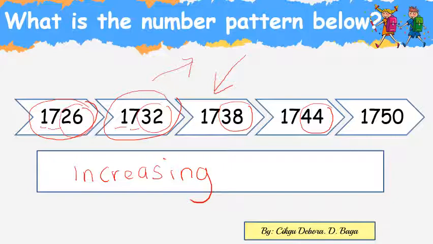So 26, 27, 28, 29, 30, 31, 32. That means from here to here it is plus 6. Okay, and from 32 to 38: 32, 33, 34, 35, 36, 37, 38. Also, we need to plus 6. That means we know here the number pattern is increasing in sixes.